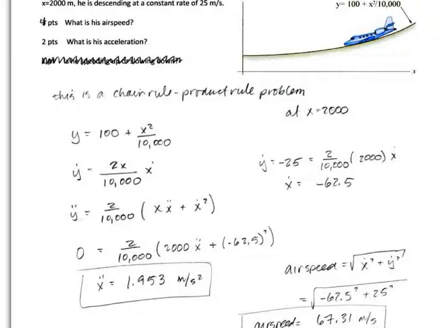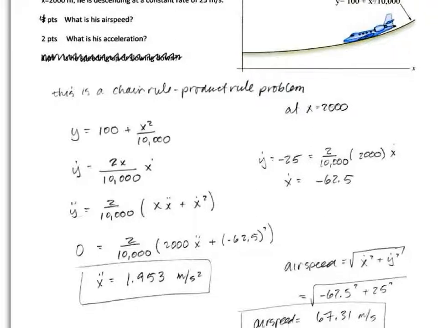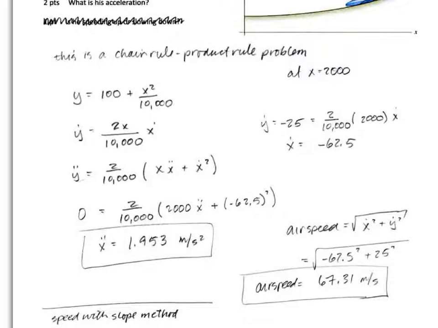Evaluating those, we can see over here that y dot is a negative 25. That was given in the drawing. Solving for x dot, I can see that it is negative 625. Taking the square root of the sum of the squares of those two gives me the magnitude. So right here, I said the square root of x dot squared plus y dot squared. I get 67.31. That's my airspeed.